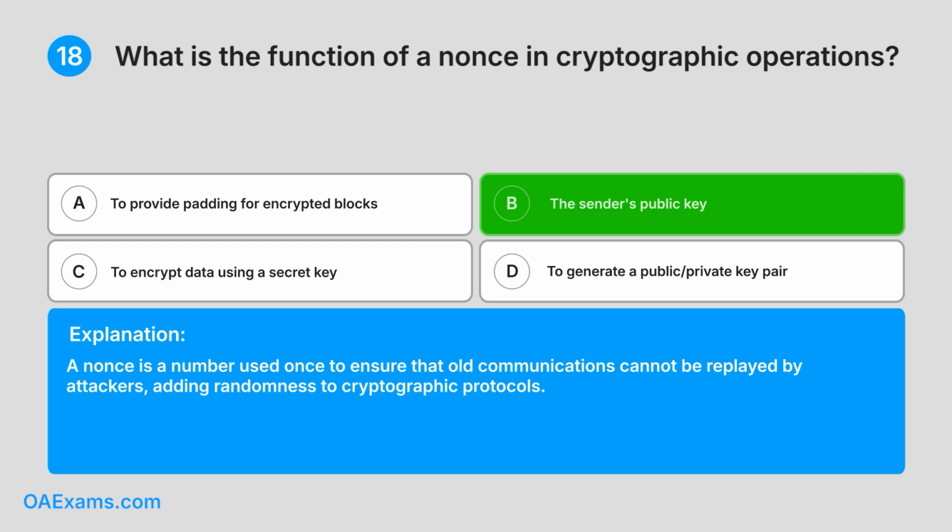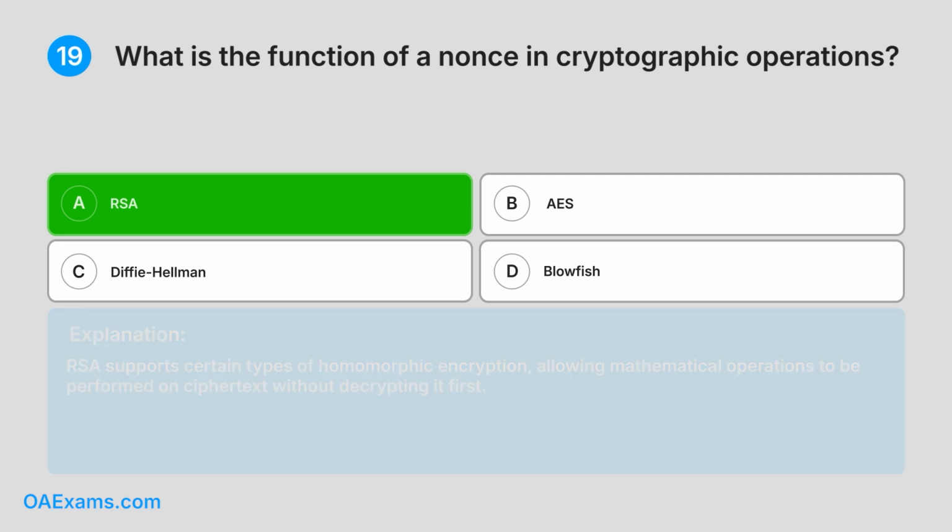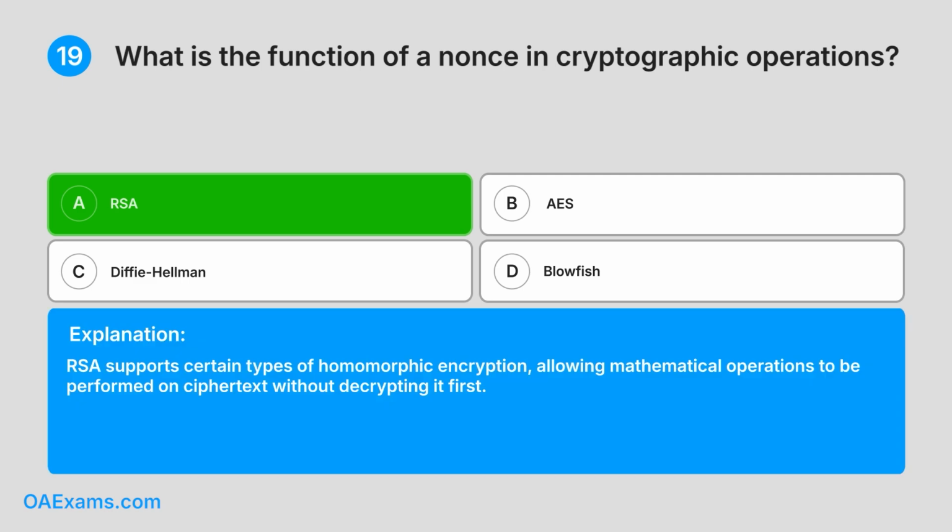19. Which of the following algorithms supports homomorphic encryption? A. RSA. B. AES. C. Diffie-Hellman. D. Blowfish. What do you think is the answer? Correct answer: A. RSA. Explanation: RSA supports certain types of homomorphic encryption, allowing mathematical operations to be performed on ciphertext without decrypting it first.